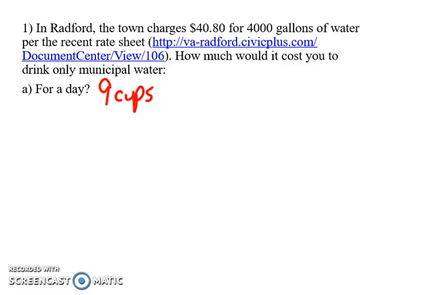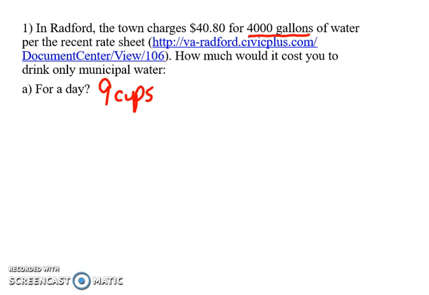Now I know from this problem I need to drink 9 cups. So I need either to change my 4,000 gallons over to cups, or I need to convert my 9 cups into gallons because they need to be the same unit. I'm going to convert the gallons over to cups. And I can either set up a proportion, or I can think about just doing my conversions as you may do in other classes like in chemistry or something.